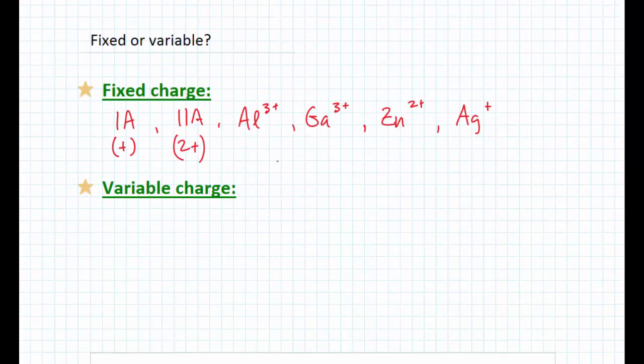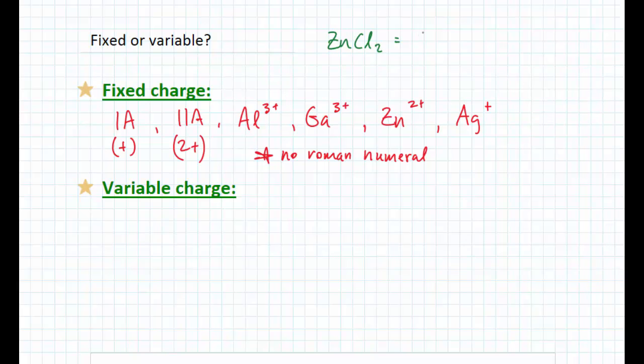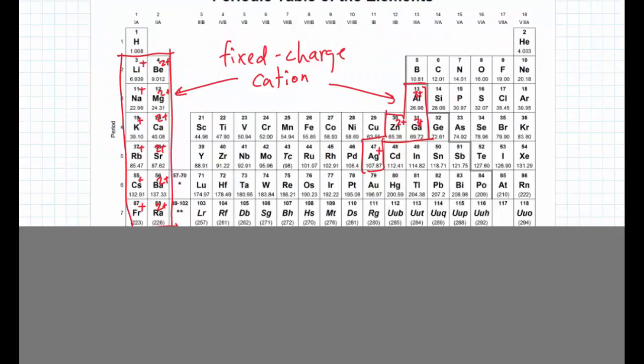In their names, there will be no Roman numeral, even though zinc is a transition metal. Because it only forms a 2 plus ion, something like ZnCl2 is just called, well, it has Zn2 plus, it has Cl minus in it. It's just called zinc chloride. Same thing for silver. There's silver oxide and silver fluoride and silver bromide and so on. Okay, no Roman numeral.